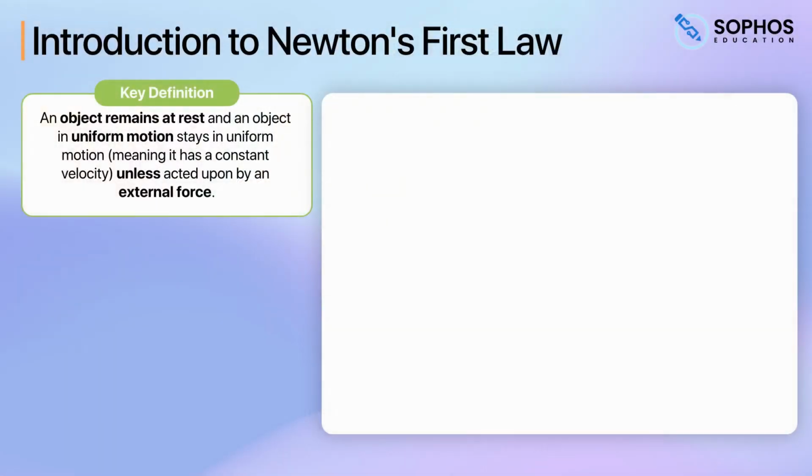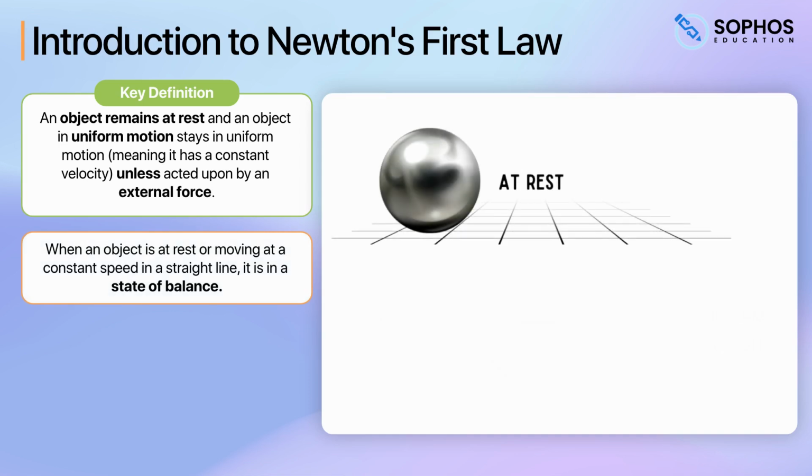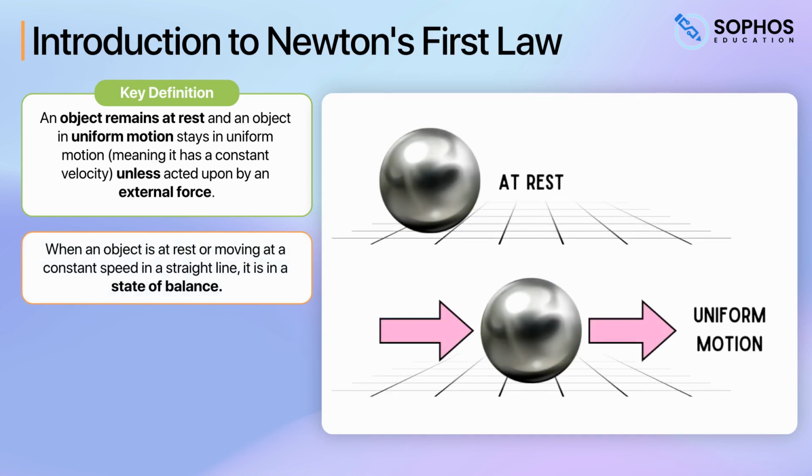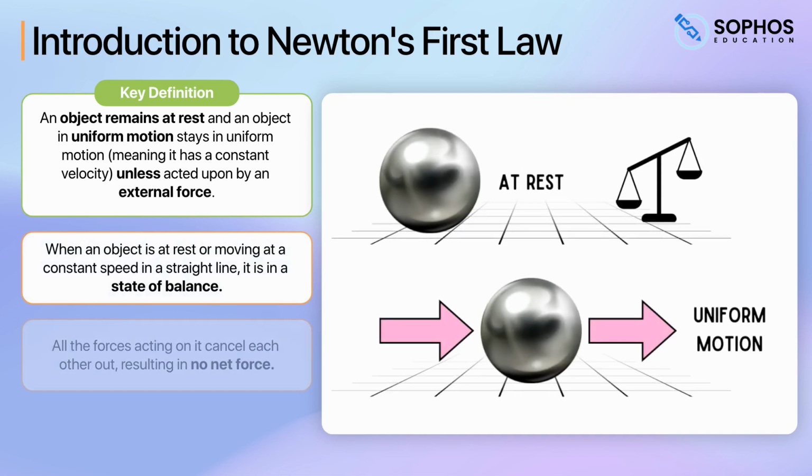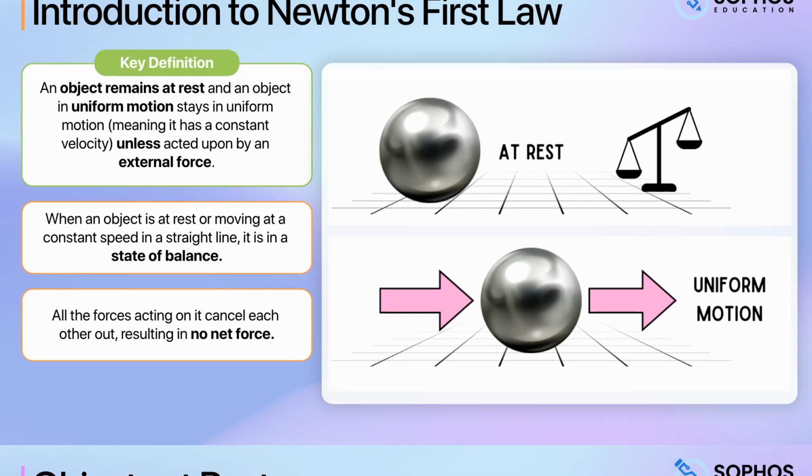To put it simply, when an object is at rest or moving at a constant speed in a straight line, it is in a state of balance. This means all the forces acting on it cancel each other out, resulting in no net force causing any change in its motion. Let's break this down further.